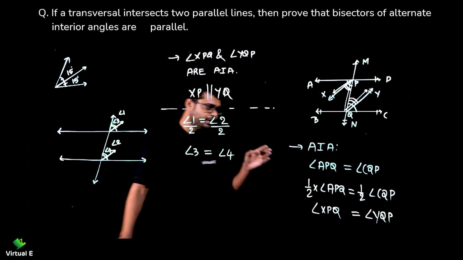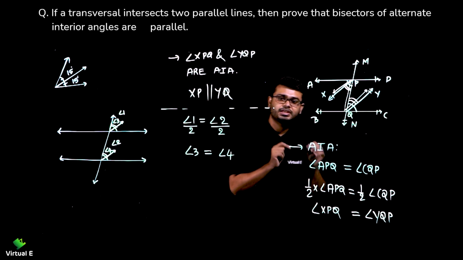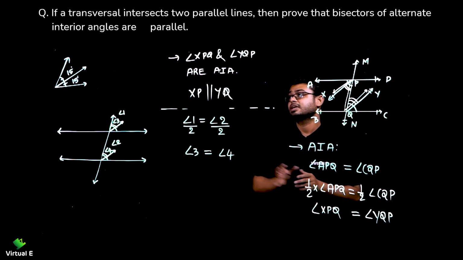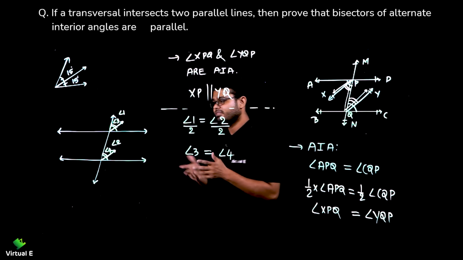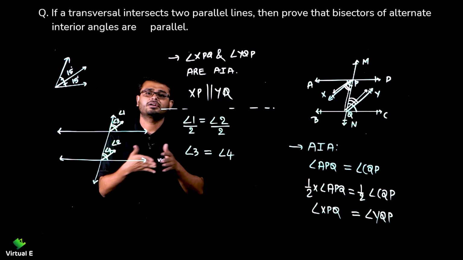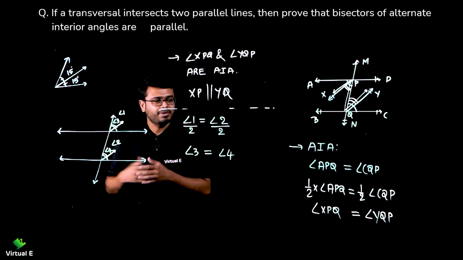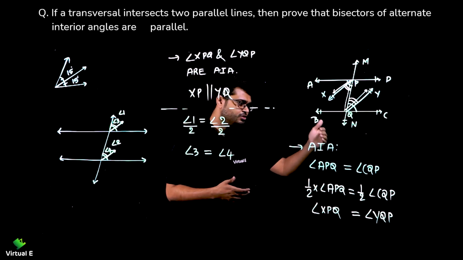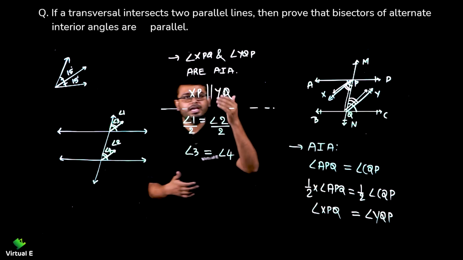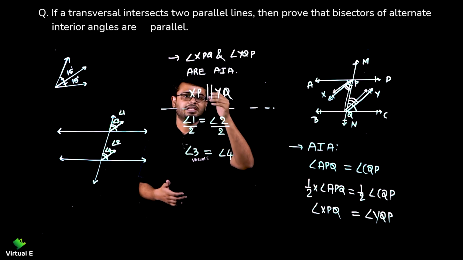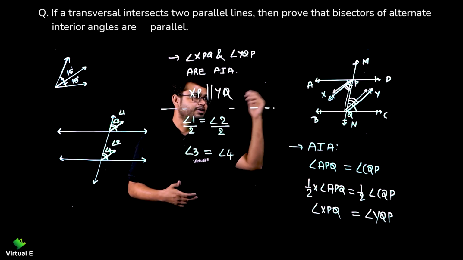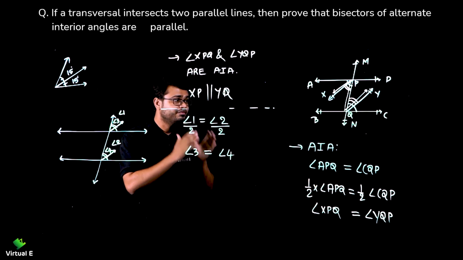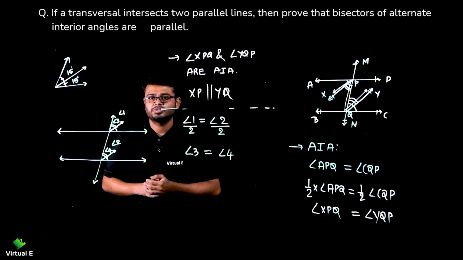Same method we need to follow, as this is the case of the angle bisector. Divide by 2 and check whether those angles are equal or not, and if they are equal, then by corresponding angles we can say the lines are parallel. Here the context was AIA, alternate interior angles, so we started with AIA, and with the AIA only we proved that line XP is parallel to YQ. So this is how we do these sums related to proving any kind of result with the help of transversal angles.